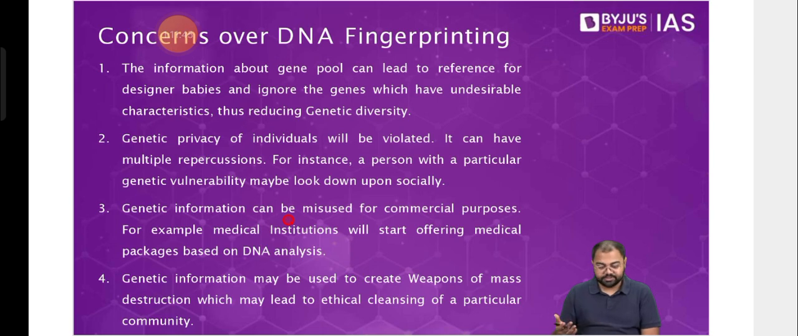But then there are problems associated with it. For example, something that we discussed in case of cloning as well, the concept of designer babies. Now, DNA fingerprinting also allows us to know about genes, and about the different types of DNA. And we know that there are certain genes which are related to this kind of ability or that kind of ability, and so on.